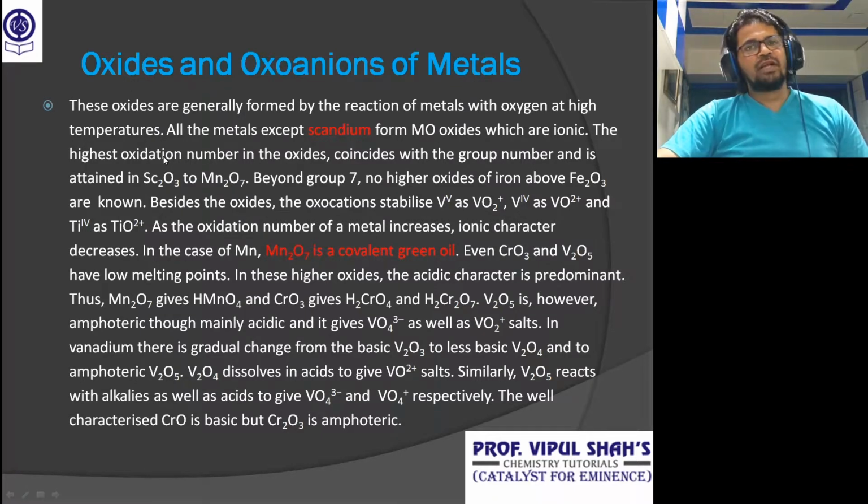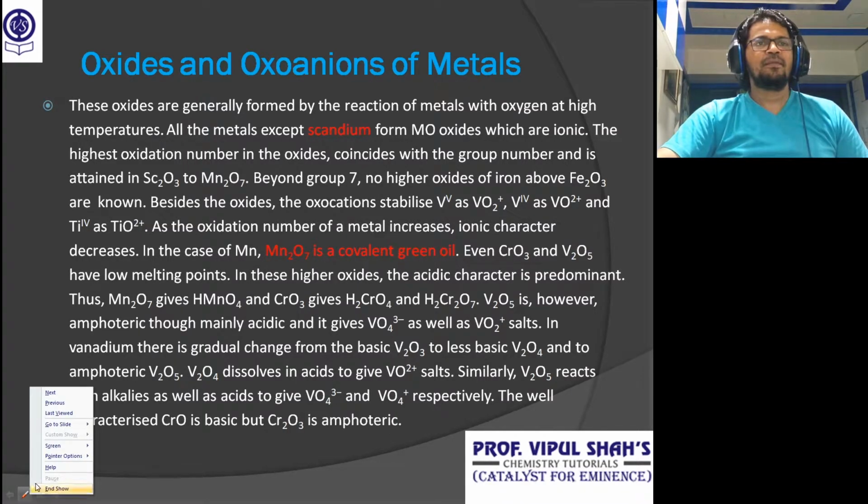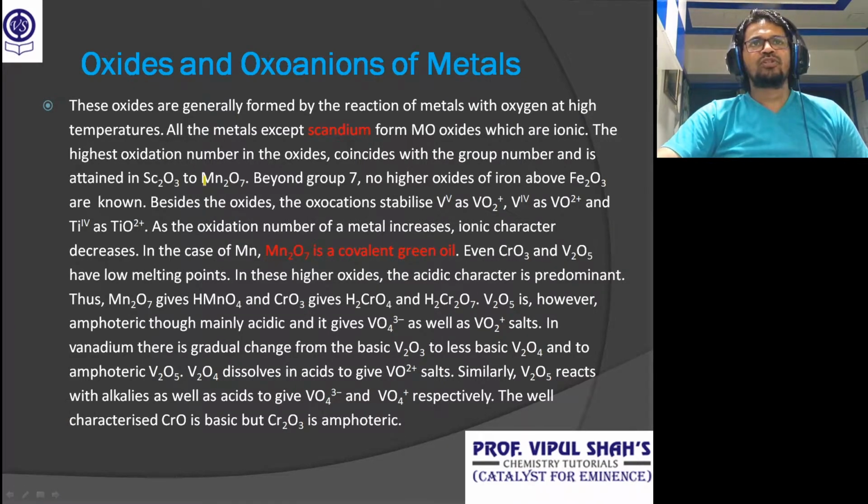And it says what I discussed earlier: in the higher oxidation states, the covalent character will be more and they will be acidic. In the lower oxidation states, they will be more basic. They will have ionic character. So look at this part. The highest oxidation state coincides with the group number, and the maximum goes till Mn2O7, which you rightly see. Mn2O7 is dimanganese heptoxide, where Mn has the highest oxidation state of +7.